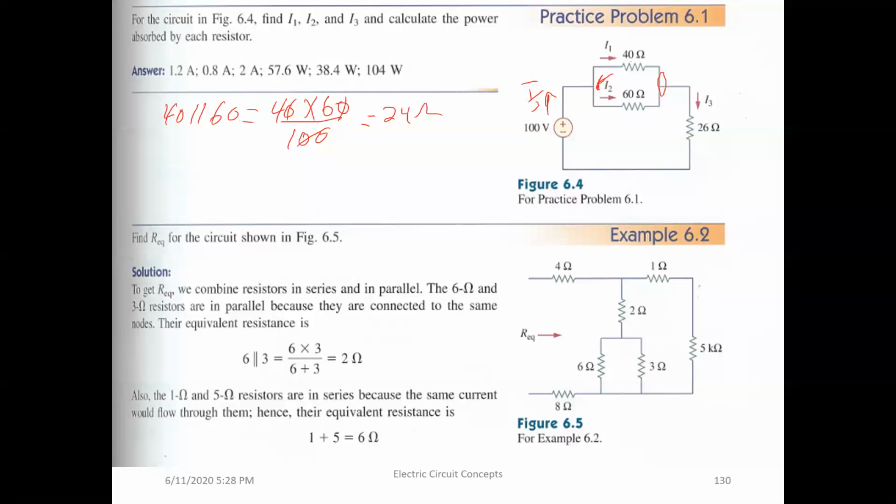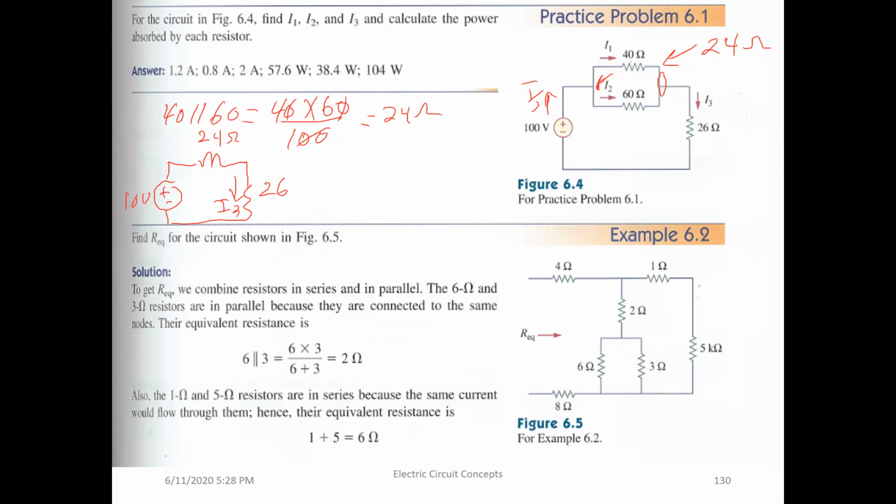So now I can redraw the circuit again. This is called simplifying. I'm trying to replace these two resistors by one equivalent resistor, which is 24 ohms. As a rule of thumb and as advice to you guys, always try to reduce or simplify the circuit to a smaller one. So now this is 24 ohms and this is 26. This is I3. Now this is 100.